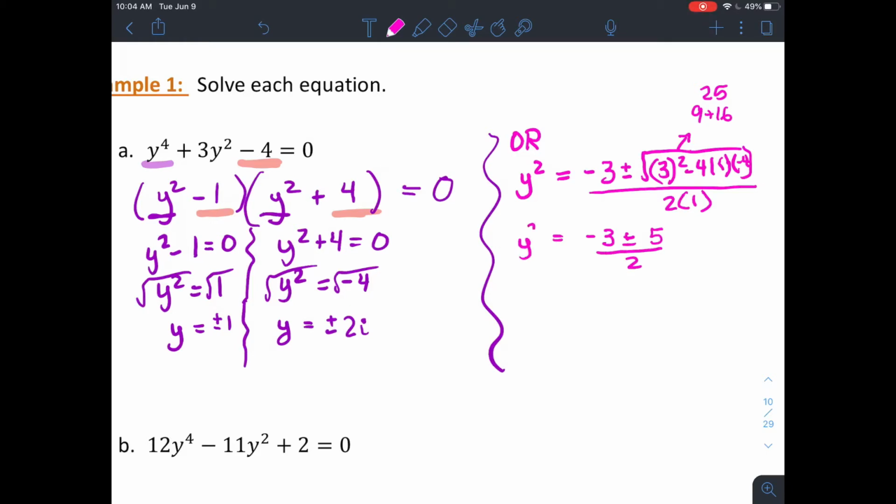Then if you do -3 plus 5 and -3 minus 5, your values for y squared are going to be, I think subtracting will get you -8, adding will get you +2. So you get y squared equals -4 and +1, just like we got when we factored. So you get the same solutions if you use the quadratic formula. Just don't forget that your initial solution is y squared.